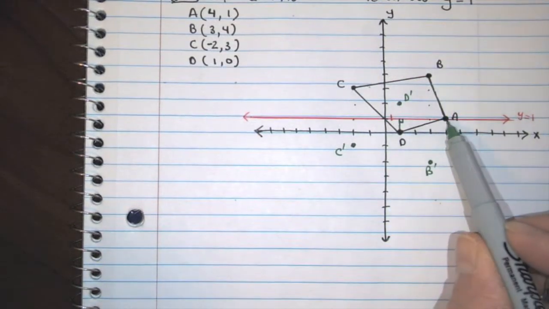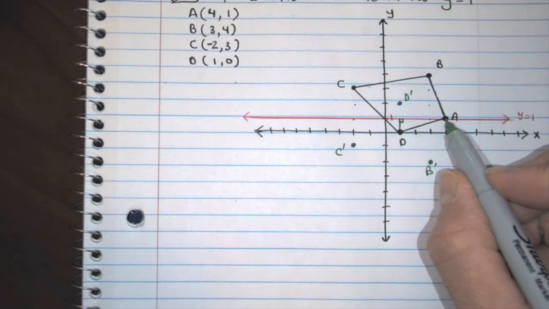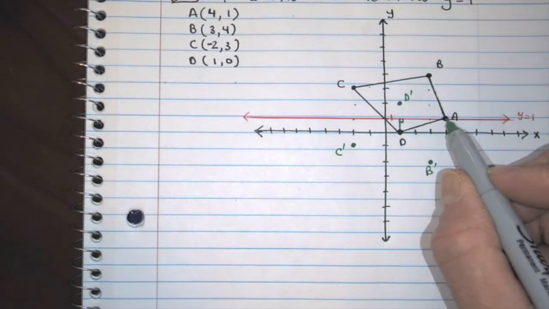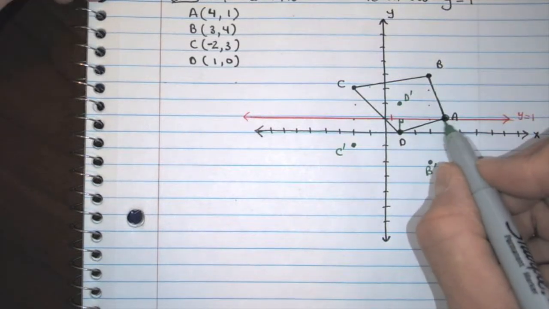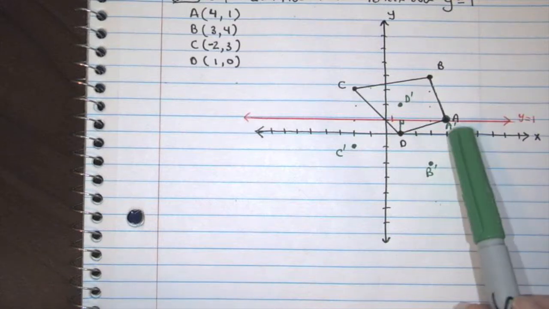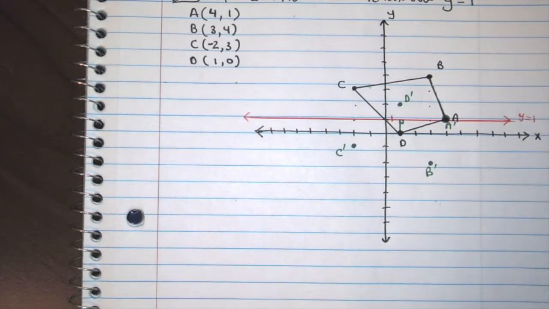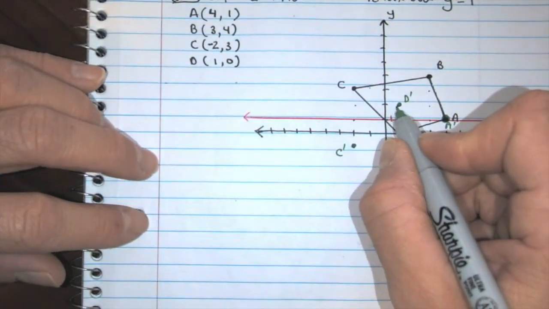Now, if you take a look at A prime, actually take a look at A. A is on the line of reflection. So the distance that A is from the line of reflection is 0. So the distance that A prime should be from the line of reflection is 0. In other words, A prime is the exact same point as A. If you have a point on the line of reflection, it stays put. It doesn't move. All right, connect.